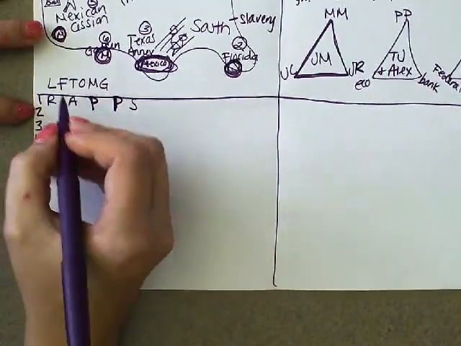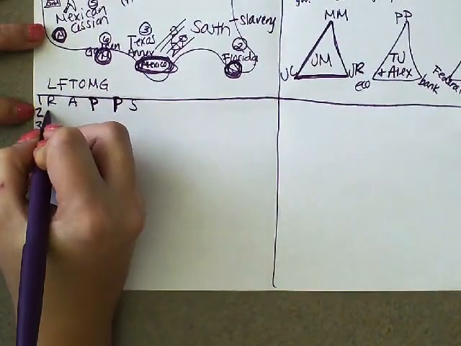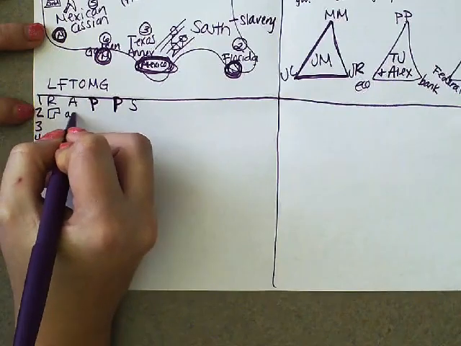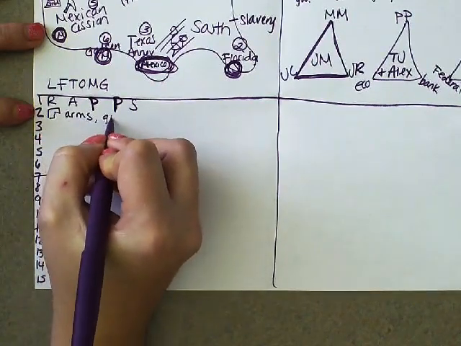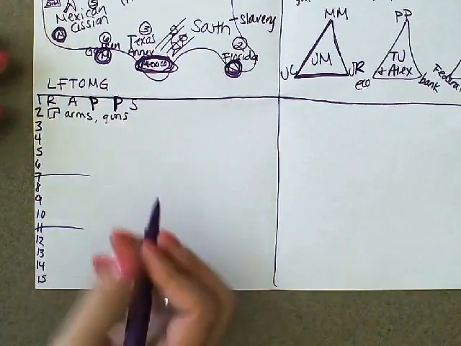Okay, let's go to the second one. Some people put different things. Some people draw a little gun. Some people write arms. Some people write guns. Whatever helps you remember it.